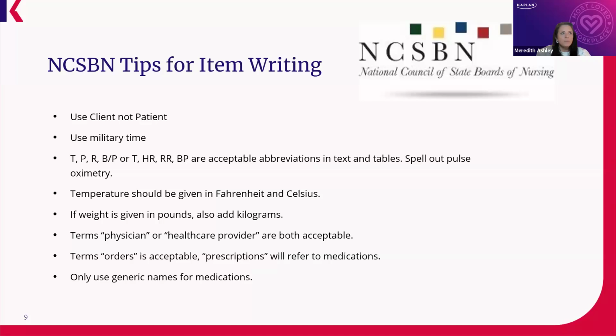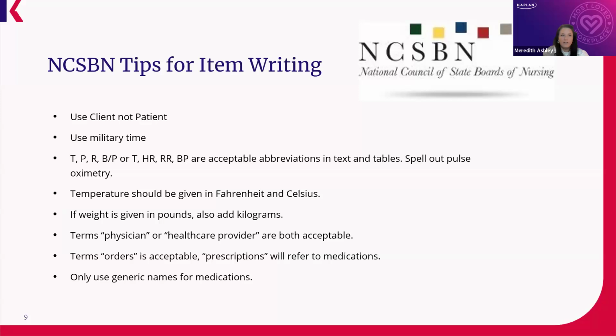Here are some tips from the National Council of State Boards of Nursing. They have just some tips on things to make your wording consistent with the ones that you see in their NCLEX test. So using client, not patient, in your question. That's a really important one. That was a hard one for me to switch to. I had always used patient, so patient came naturally to me. Using military time when you're quoting a time in a question or in an answer. It's okay to abbreviate temperature, pulse, respiratory rate, BP by using those, but you do want to spell out pulse oximetry. So some of these things are just good to know.